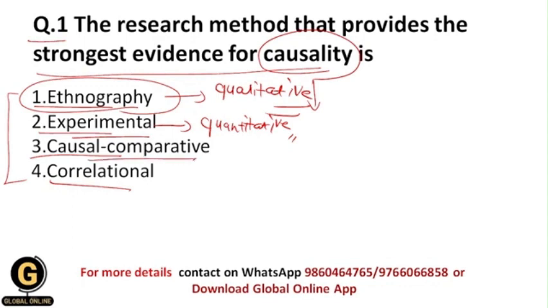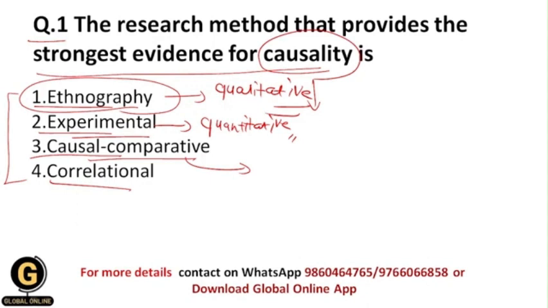Okay, what is the causal comparative research method? This is the research method in which we also study the cause and effect relationship between the variables, but here we study facts which have already happened in the past.